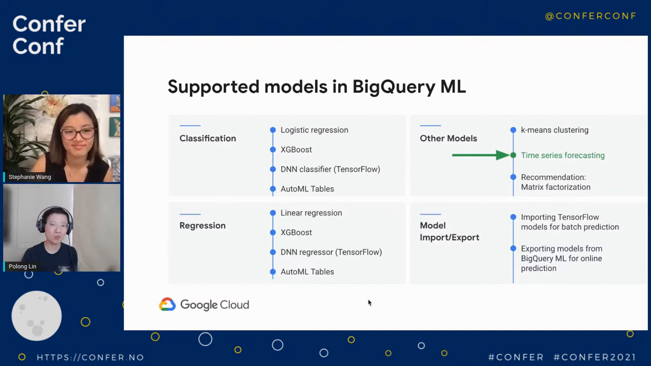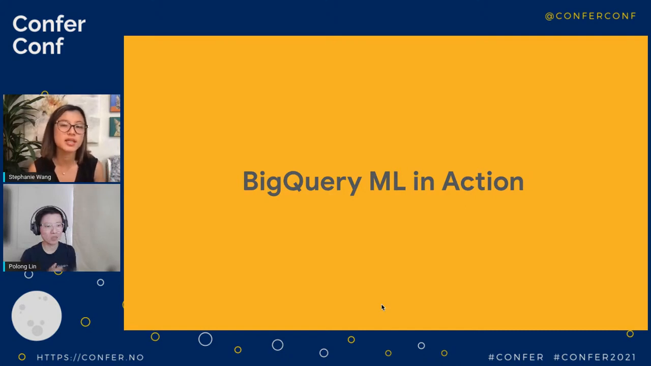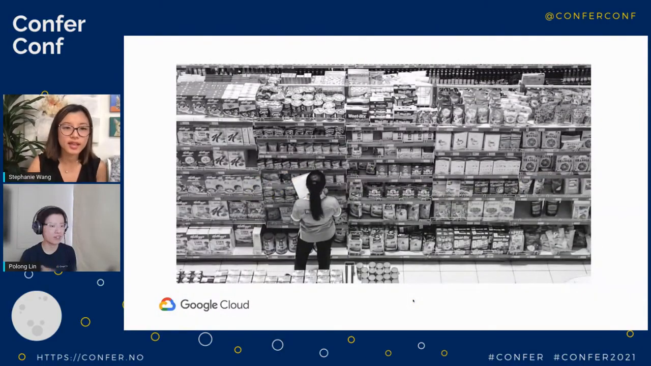In this next slide, we're going to focus on time series forecasting. So with that, I think we'll bring it back to Stephanie. Stephanie is going to give us a walkthrough of how it actually works in BigQuery ML. Thank you very much, Polong. Hopefully that gave you a really good quick overview of what BigQuery does and what BigQuery ML does on a very high level. Now we can take a look at how specifically BigQuery ML could help in action.